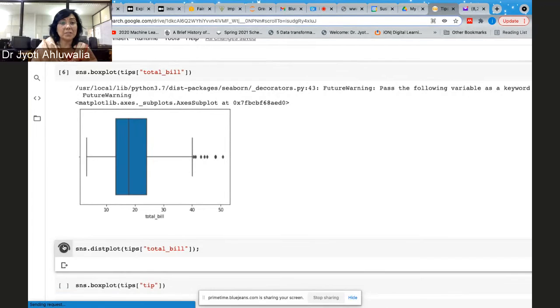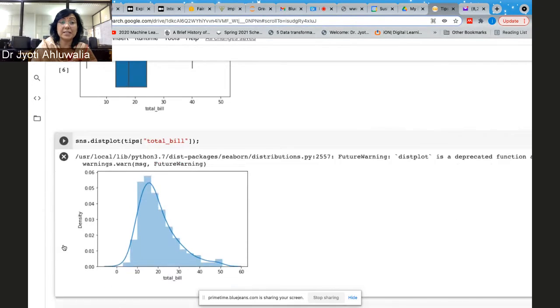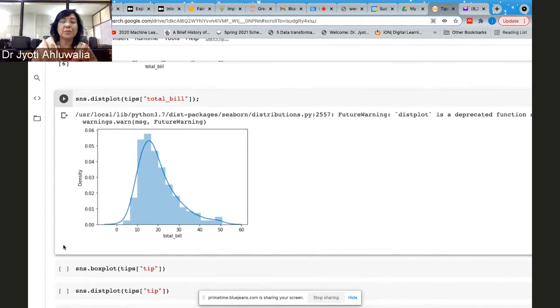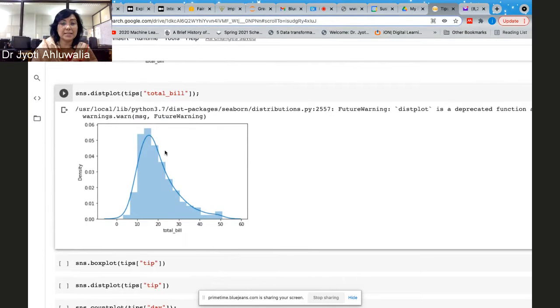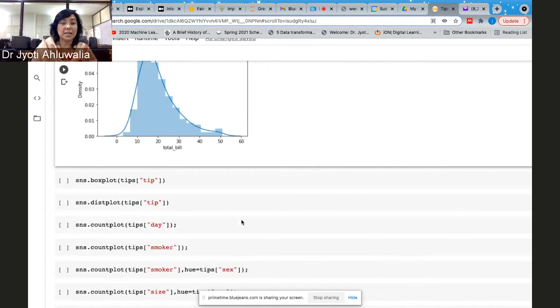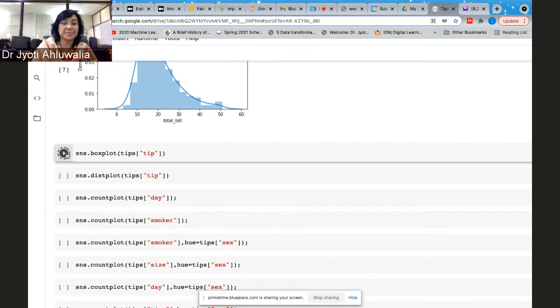Again, we see the distribution, like we said, of the total bill amount. A lot of the people that come are paying a bill amount anywhere between 10 and 30. Few of the people are paying between 30 and 60. This becomes my distribution. Let's look at the box plot for tips.